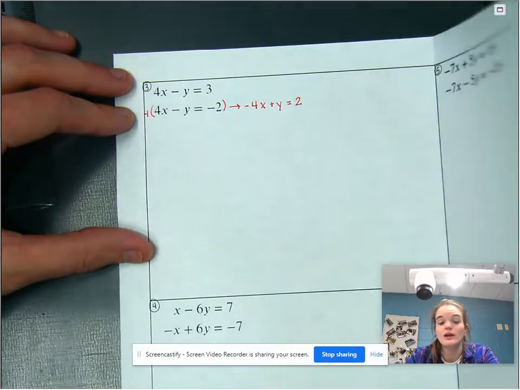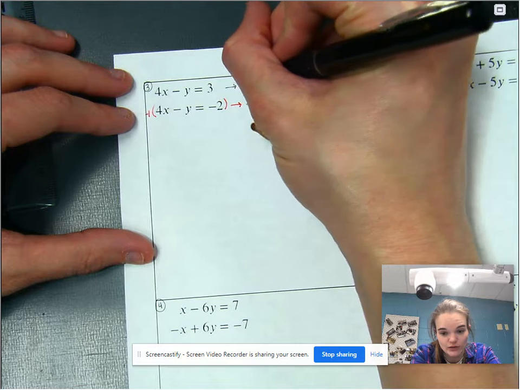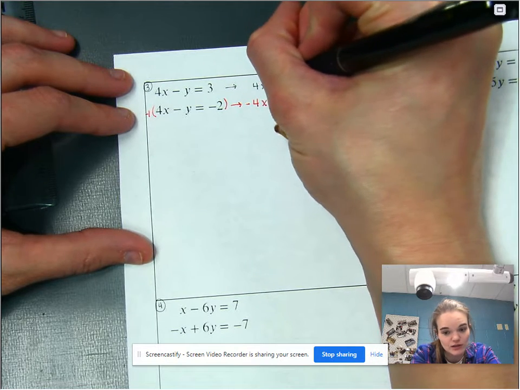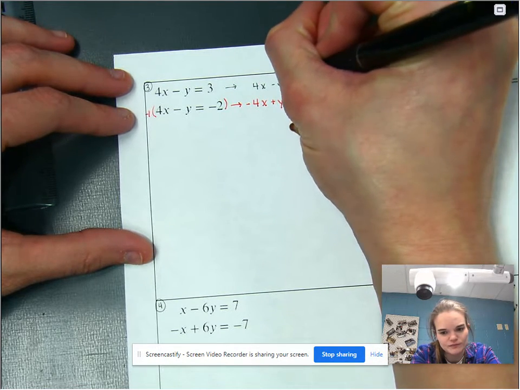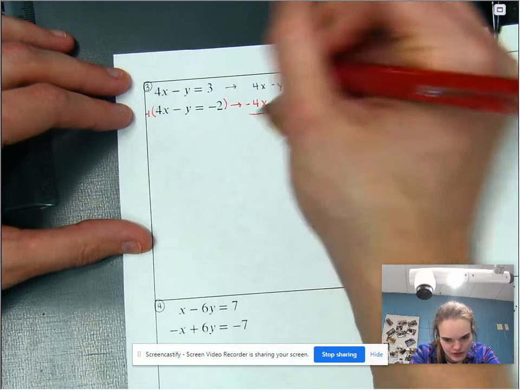You do have to write the first one back down. Don't try to do this without doing that. That gets on my last nerve. I don't have many left. And then add straight down.